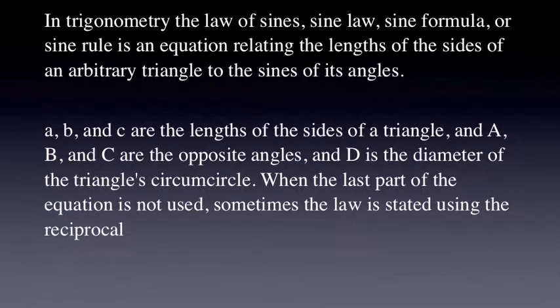In trigonometry, the law of sines, sine law, sine formula, or the sine rule is an equation relating the lengths of the sides of an arbitrary triangle to the sines of its angles. a, b, and c are the lengths of the sides of a triangle, and A, B, and C are the opposite angles, and d is the diameter of the triangle's circumcircle. When the last part of the equation is not used, sometimes the law is stated using the reciprocal.